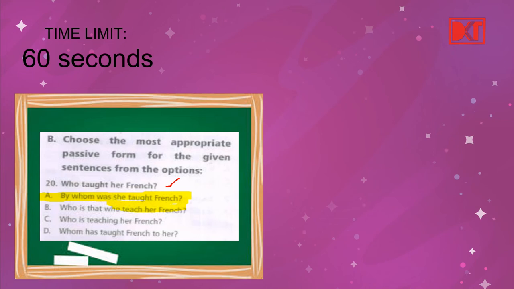Alright, the other ones like who is that who teach her French? The tense is incorrect. Even here, the tense is incorrect. D, whom has taught French to her? This is also an incorrect tense. Alright.